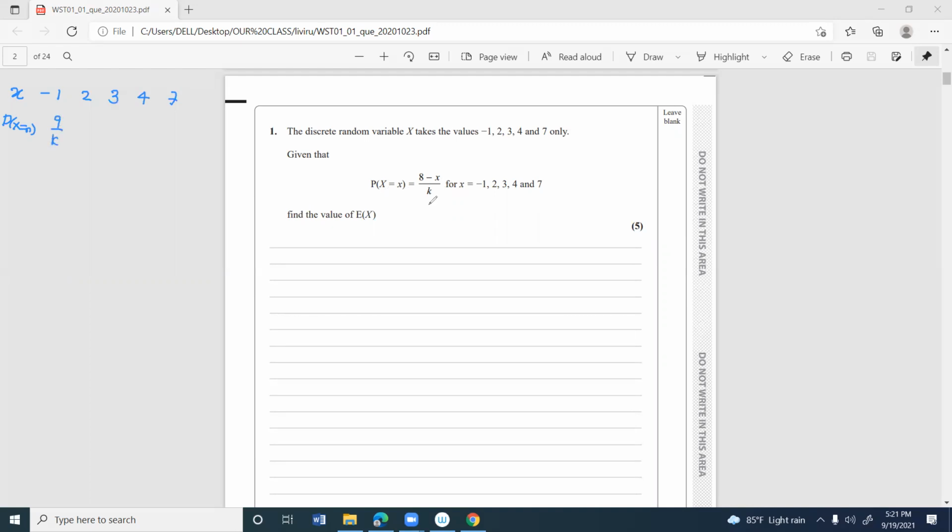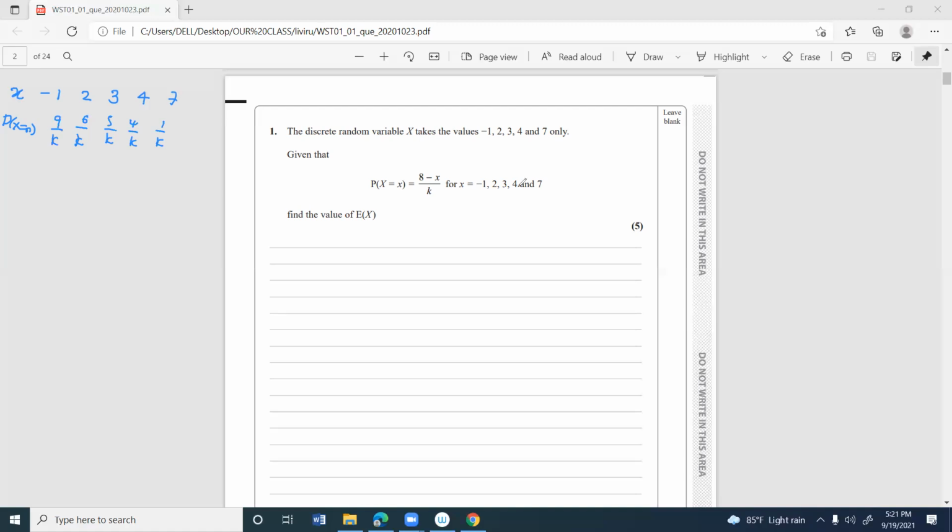Then if I put 2 here, 8 minus 2 is 6, so 6 over k. For 3, 8 minus 3 is 5, so 5 over k. If I put 4, 4 over k. If I put 7, 1 over k. Then we need to find E(X).